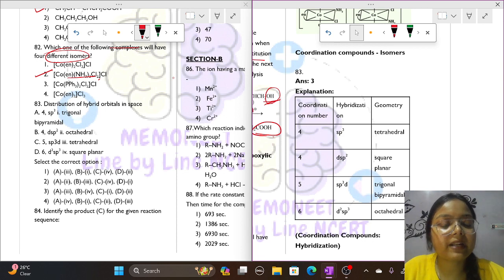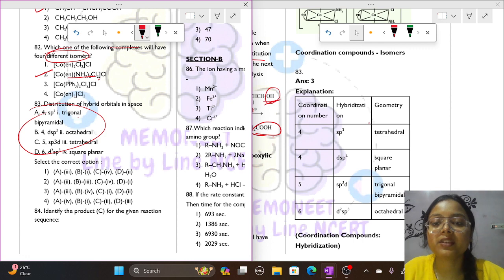Distribution of hybrid orbitals in space. We have to distribute this. Select the correct option. It is a matching type question. So here we can see that the table is drawn properly.